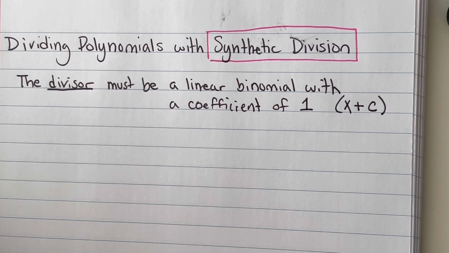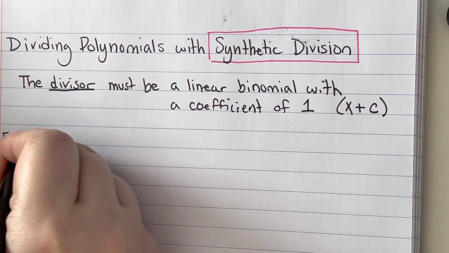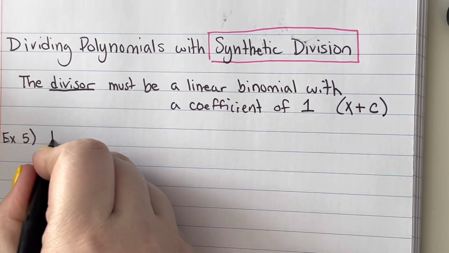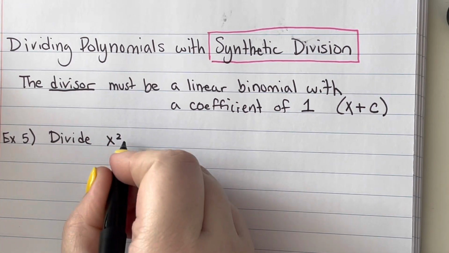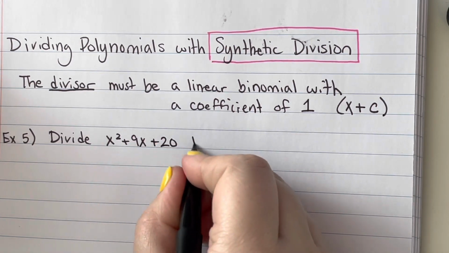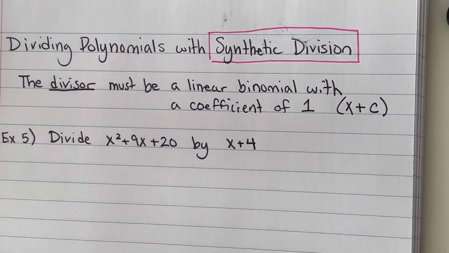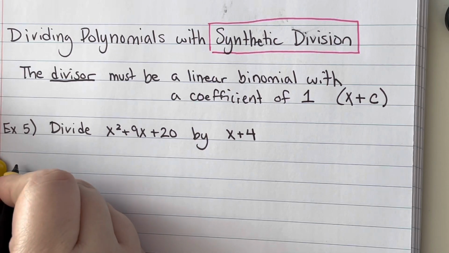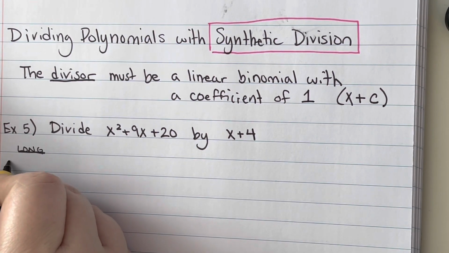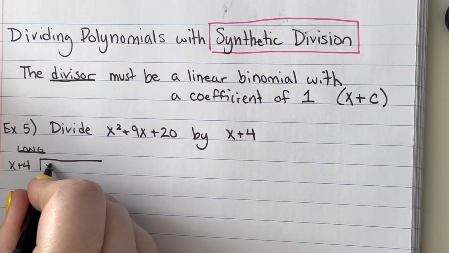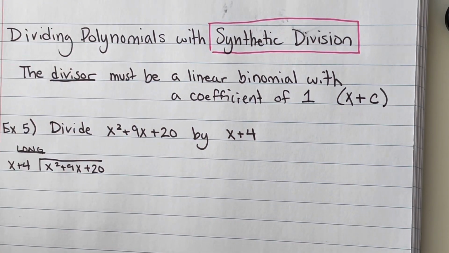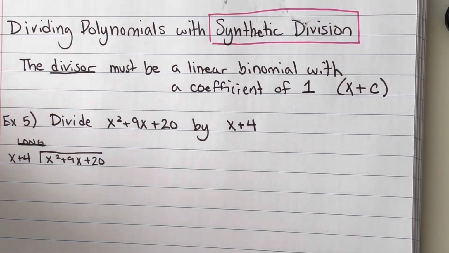So let's take a look at one of the problems we originally used polynomial long division to divide, and we're going to repeat that process with synthetic division, and I want you to take a minute to compare the two for yourself. So this would be example 5. The problem is to divide x squared plus 9x plus 20 by x plus 4. Now I am going to set up the long division, but I'm not going to redo it. So if we were doing it using long division, we would write x plus 4 and a division bar, x squared plus 9x plus 20.